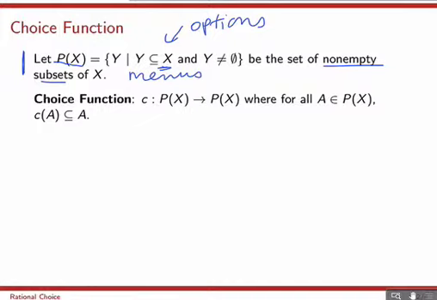Now a choice function is any function that maps a menu, so a non-empty subset of X, to the set of choice-worthy options in that menu. So C is just going to be a function from P of X to P of X such that for each menu, C of A picks out the subset of A, the options in A that are considered choice-worthy.